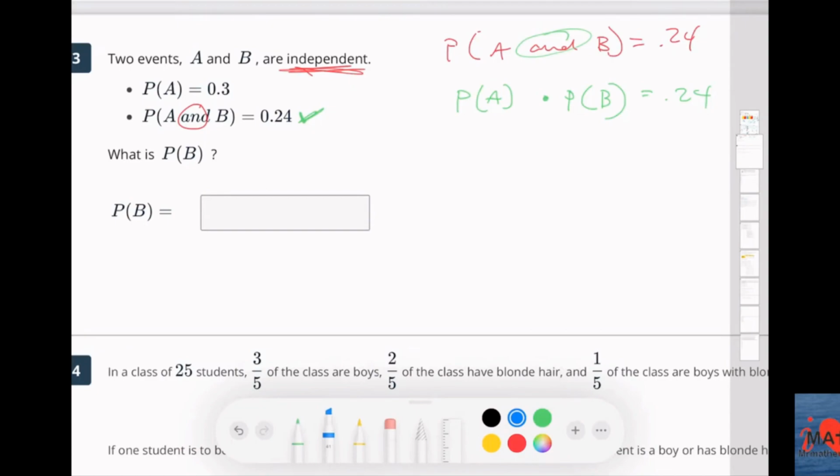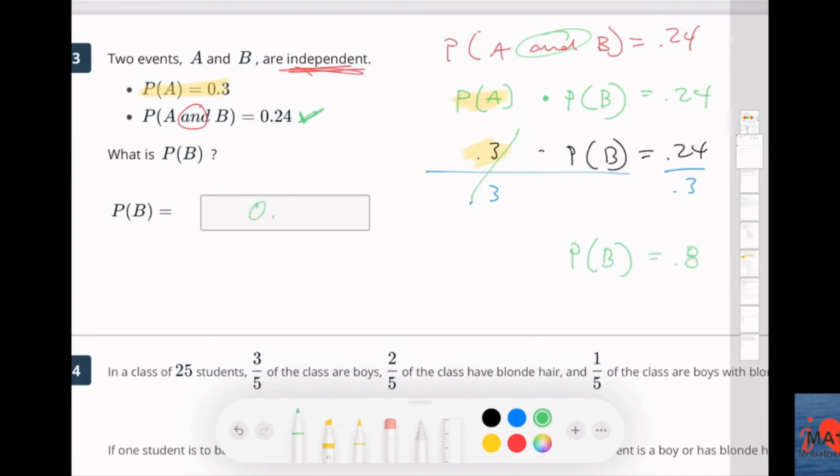Now let's use this puzzle piece. Probability of A is 0.3. Every time I see probability of A, I can write 0.3. And here you're just solving. So this problem is just a test if you knew that the word and independent means multiplication. So if I divide both sides by 0.3, this cancels. You're left with probability of B equals, put that in your calculator, you get 0.8. 0.8 is the correct answer.